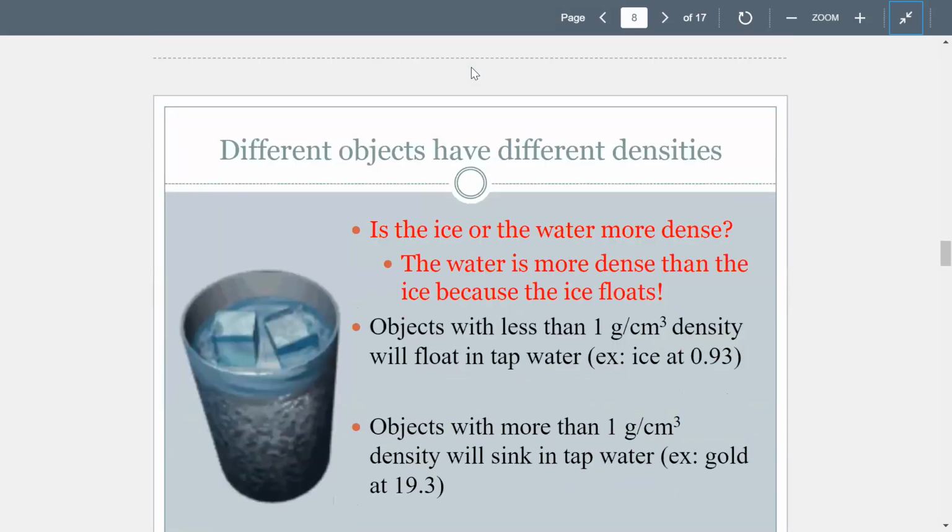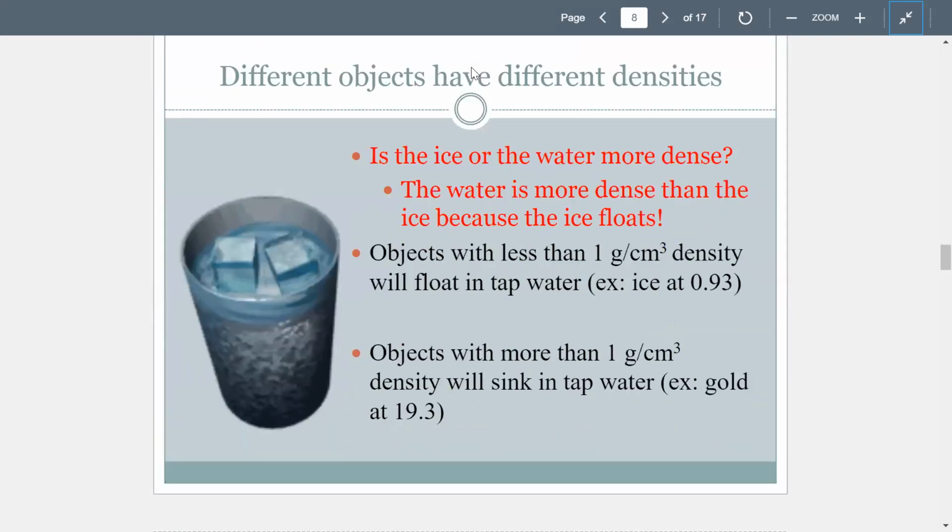All right, so different objects have different densities. We just kind of talked about that. And you can determine whether something is more or less dense than a fluid, particularly water, if you put that object in the fluid and you determine whether it sinks or floats. So the example we've got here is ice. And ice does what in water?